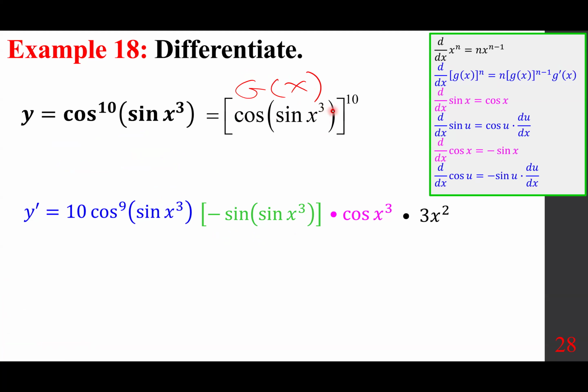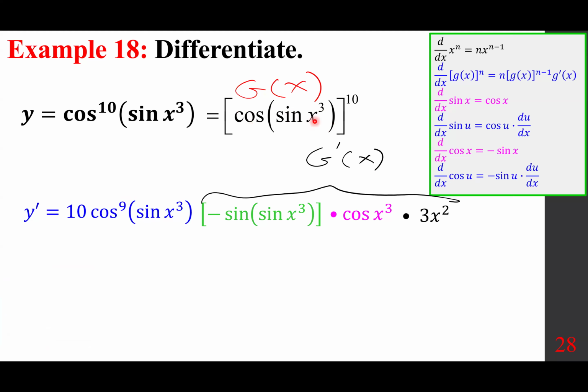That means cosine of sine x cubed to the power of 9. That means cosine to the power of 9 of sine x cubed. And then capital G prime. Now, this one is capital G prime x. Let's see how that works.